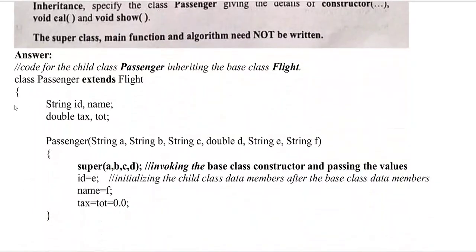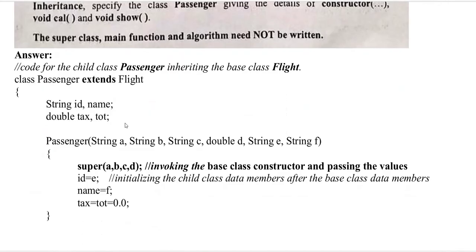So child class code first is class passenger extends flight. This extends is a very important keyword. Extends allows the passenger class to access the members of the flight class. Data members of the passenger class have been mentioned here. Now see the passenger class constructor. Base class has 4 member functions. Passenger class has 4 more member functions.